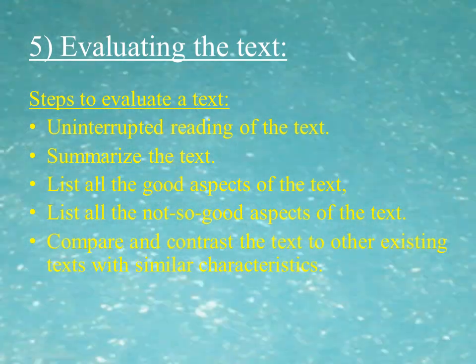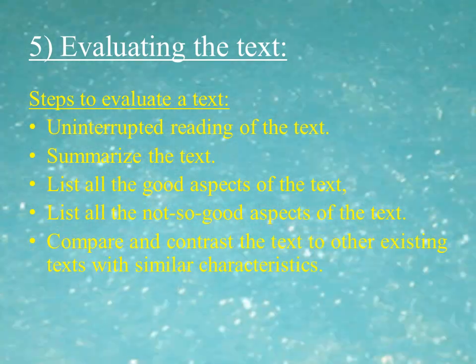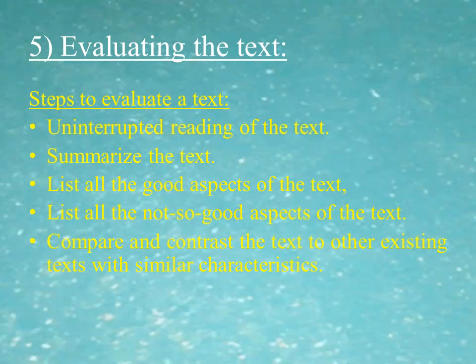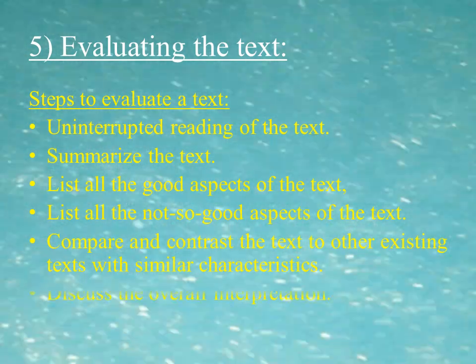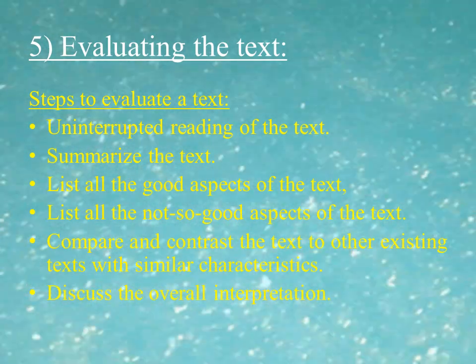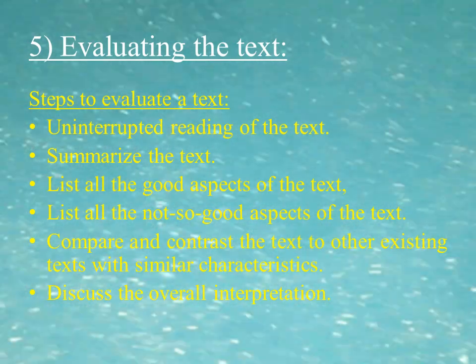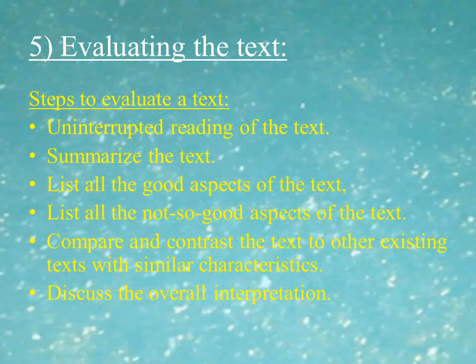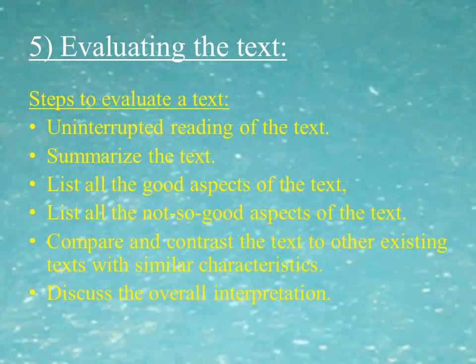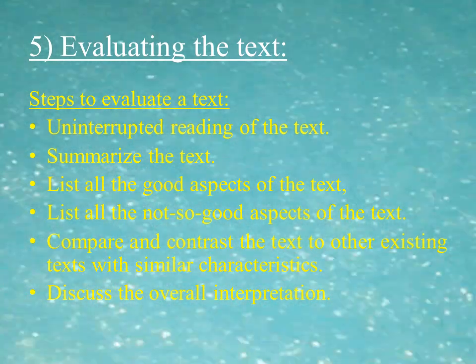Compare and contrast the given text to other texts that have similar characteristics. See if it suggests resemblances, similarities, or differences. When all the above steps are carried out, the reader finally presents an overall interpretation of the text. The reader gets to discuss, comment, or even write in detail about the text in comparison with the other existing text.